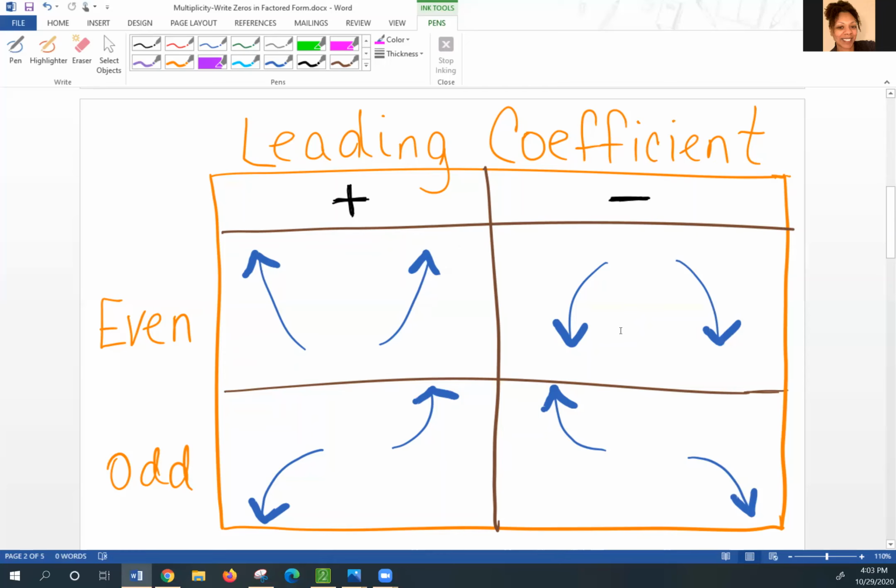So that means it's even. If the arrows are pointed in different directions, that's odd. So think of like if a person or people are at odds against each other. One person's thinking one way, one person's thinking the other way. So that's how you can remember odd. And again, positive and negative is based on what your leading coefficient will be.